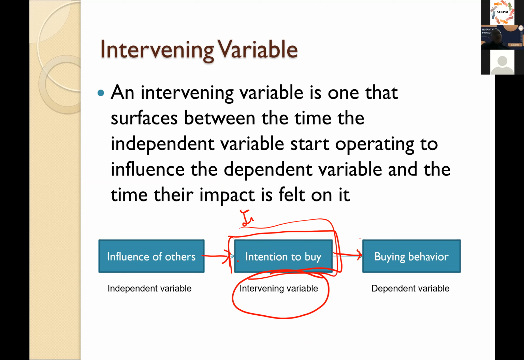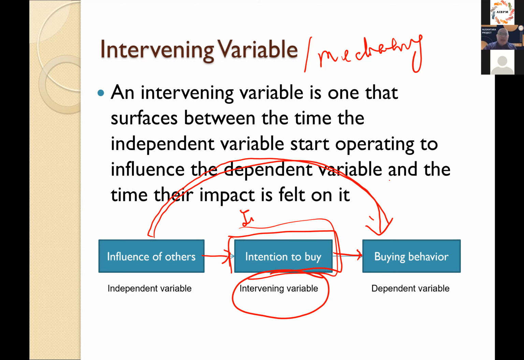But what does that mean? Intervening, certain books call it mediating. It's the same, a mediating variable. Initially they identify that it has a direct relationship to buying behavior. But after you test, or do some research on the literature review, you find out that when people influence you, you don't perform the buying behavior directly. You will have the intention. You will think about buying first.